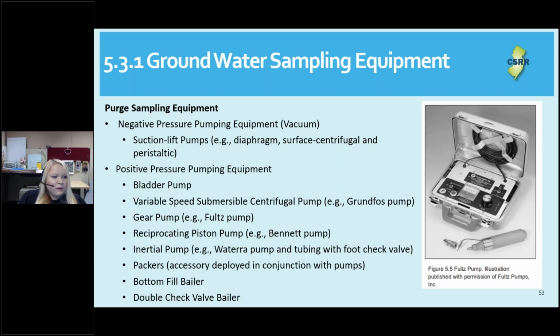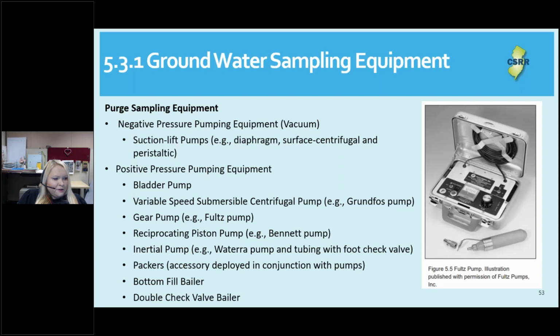Positive pressure pumping equipment uses positive pressure, which refers to the development of pressures greater than the relative atmospheric pressure. This equipment develops an internal spot of high pressure through the inflation of a bladder, turning of a gear, or rotation of an impeller that forces groundwater up a section of tubing. The different types of pumps are listed here, and they have not changed from the previous version of the manual.